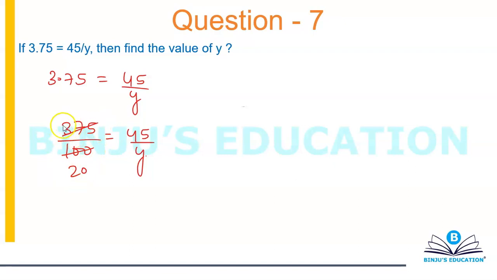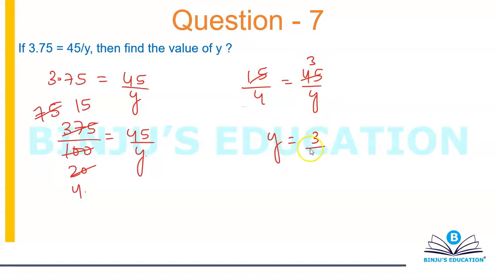Okay, so if I'm going to divide this by 5, then 5 sevens are 35. This will become 2, then 25 is 5. Then with 5 again, so this will become 4, and this will become 15. So 15 by 4 is equal to 45 divided by y. This here becomes 3, and the value of y will simply be 3 by 4. The value of y is simply 3 by 4.